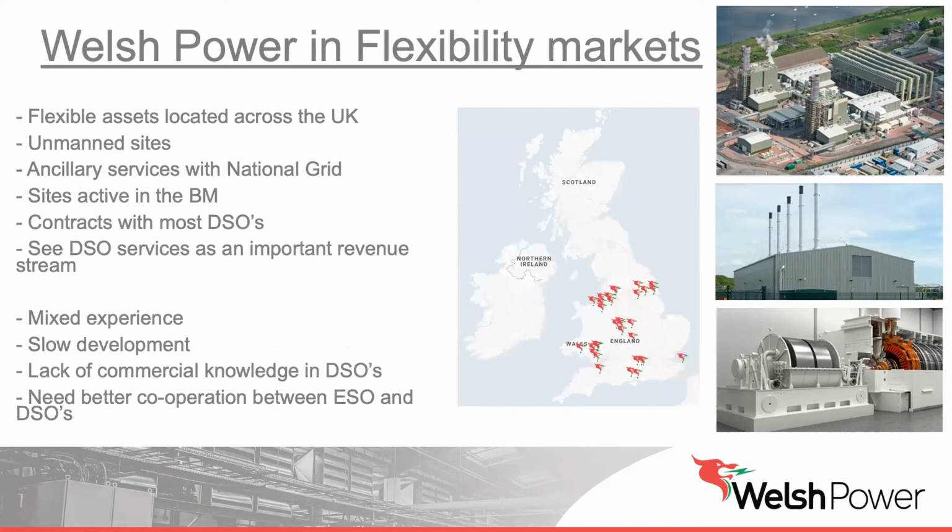Moving on to our experience in flexibility markets. The map on the slide shows where our various assets are. We're located across the UK, and all of our sites are unmanned. We've had ancillary services with National Grid, quite big in store when it was a different service to what it is now. We have sites that are active in the BM, and we have contracted with most DSOs across our sites.